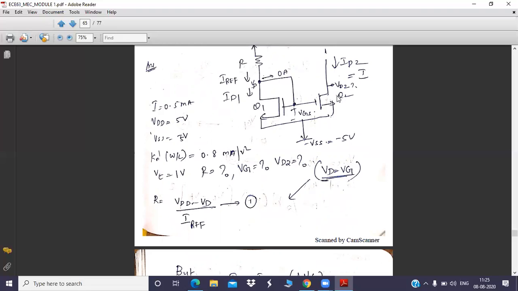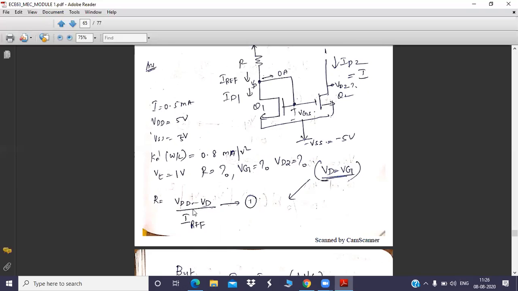Please take this point. If Q1 and Q2 are perfectly matched or identical in terms of aspect ratio, then only IREF becomes equal to I. Otherwise, there exists a clear difference between IREF and I. So the designer has to find R in terms of IREF. So R is nothing but potential difference divided by current. Potential difference is VDD minus VD.